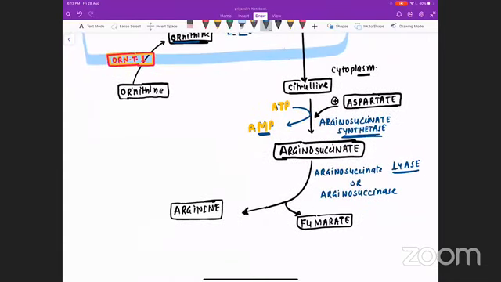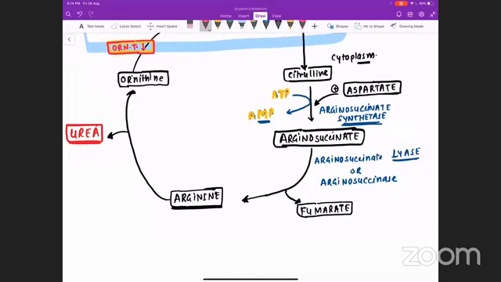Lastly, arginine, which is again a bigger molecule, will split into two small molecules. One is ornithine, and the second is the desired product that we are looking for, that is urea. Arginine will split into ornithine and urea.